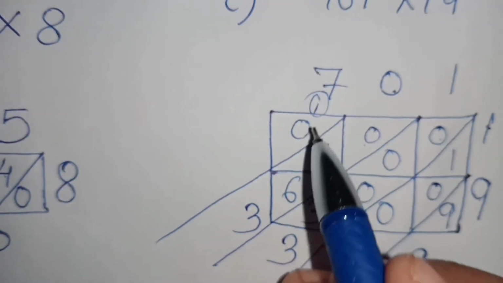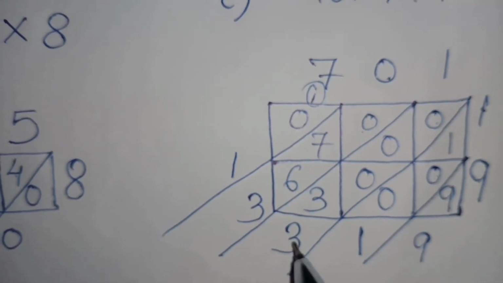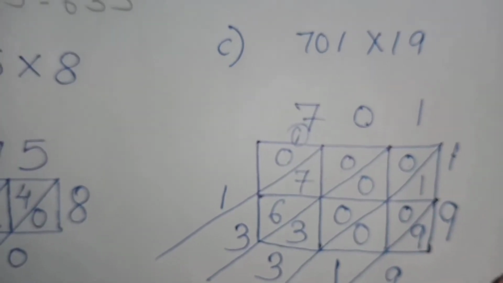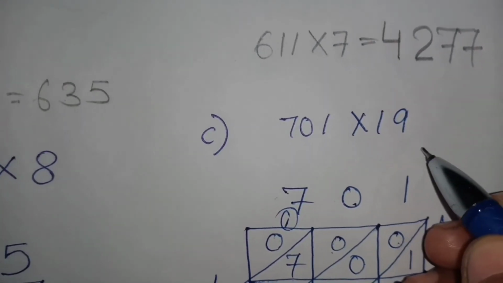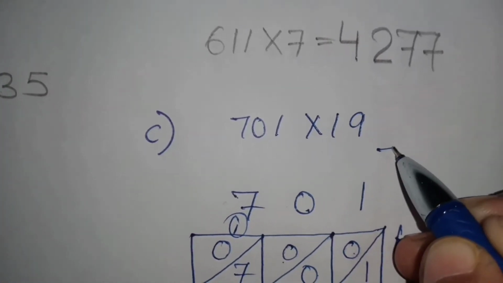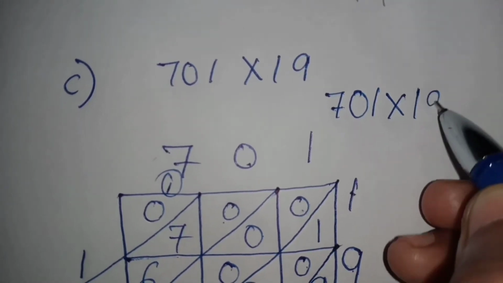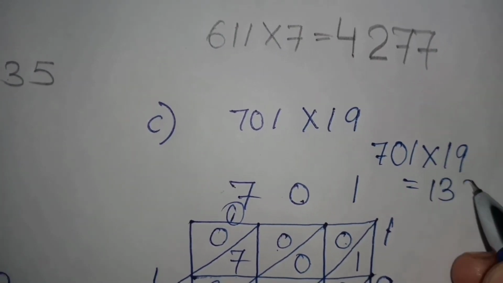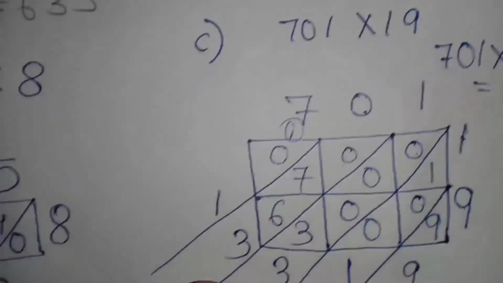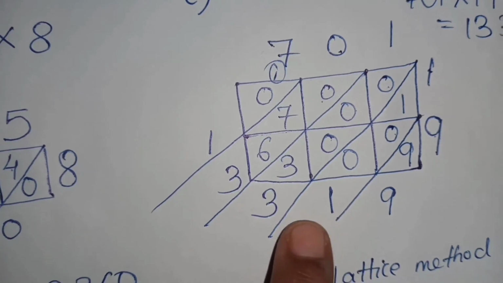And 0 plus 1 is 1. So what is the answer? It is 13,319. So now you can write here like this, that 701 into 19 is equal to how much? 13,319. See here, this is the answer now. Understood?